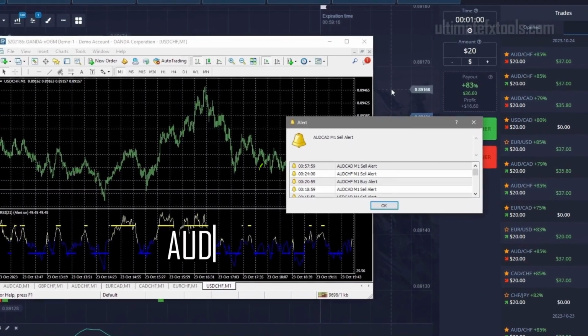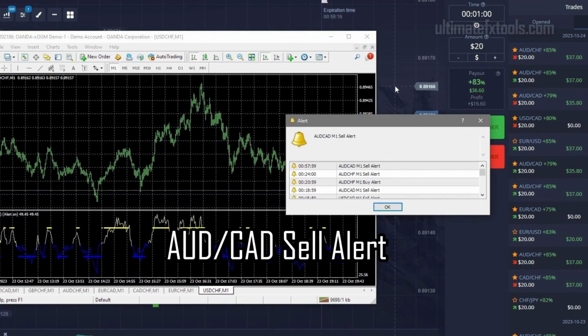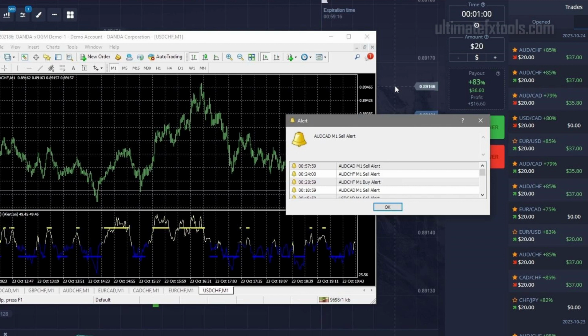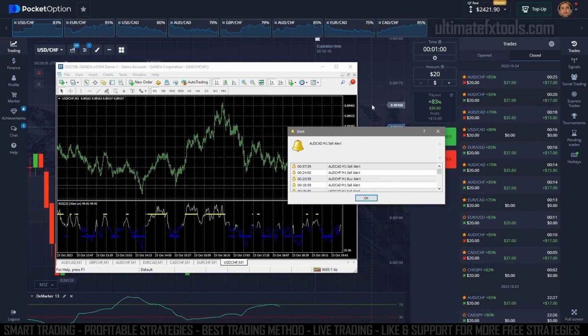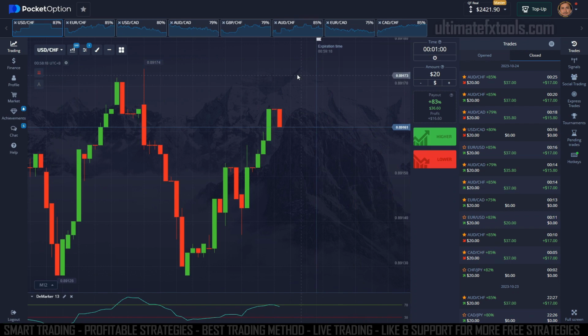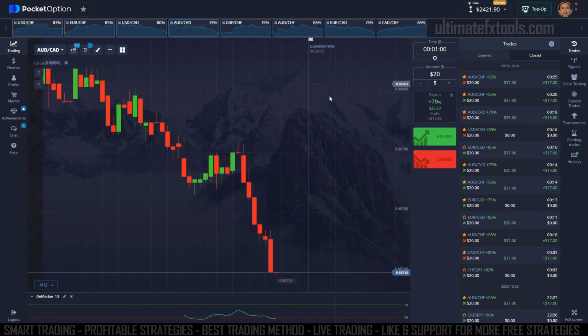We have a sell alert signal for AUD/CAD. As you can see, our recent signals have a good reputation for delivering successful results, leading to positive trading outcomes. This RSI alert indicator has an 80-90% success rate.